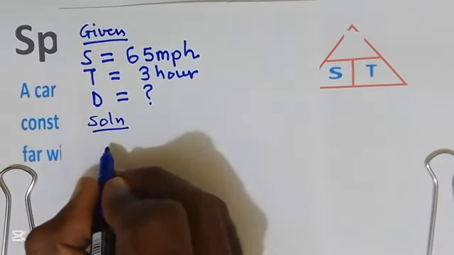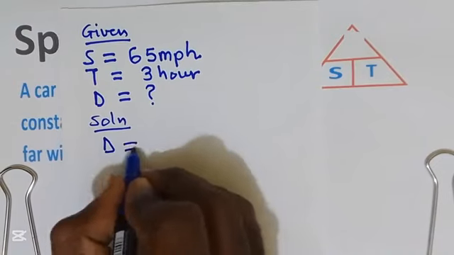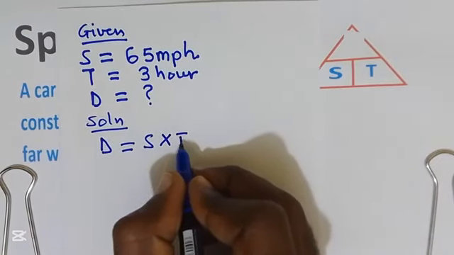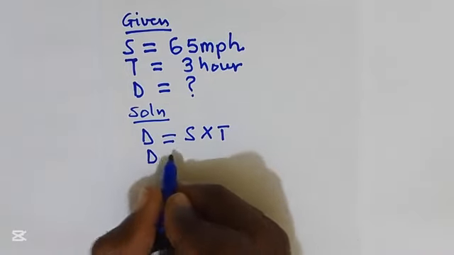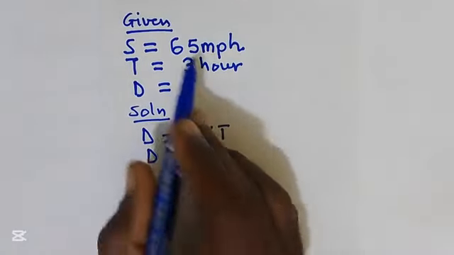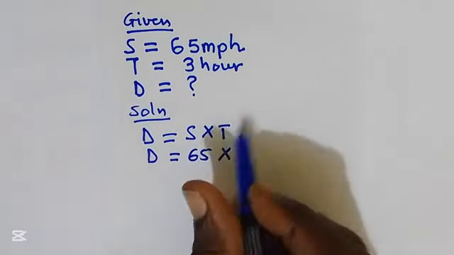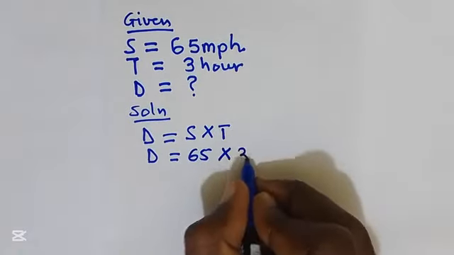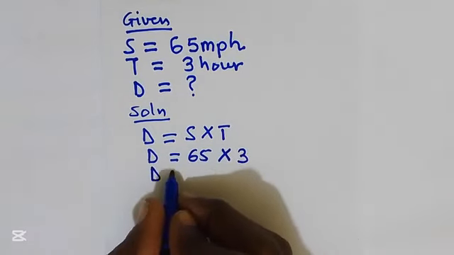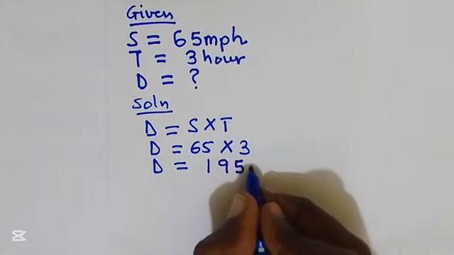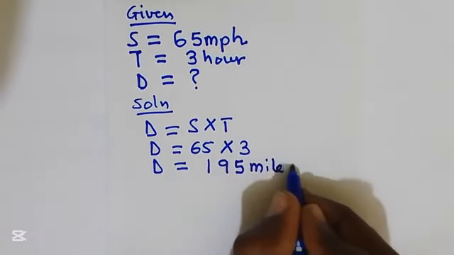Solution: our distance is equal to speed multiplied by time. The distance is equal to the speed, which is 65, multiplied by the time, that is 3. We are going to get a distance is equal to 195. This is miles.